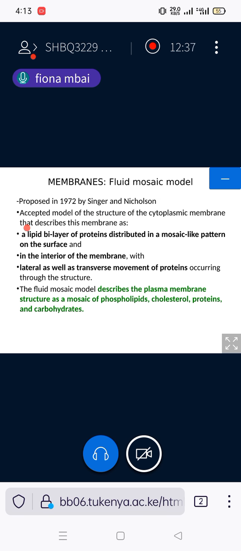It's called Singer and Nicholson. So it's a model of the structure of the cytoplasmic membrane that describes the membrane as a lipid bilayer, with proteins which are distributed in a mosaic-like pattern on the surface of the cells in the membrane.